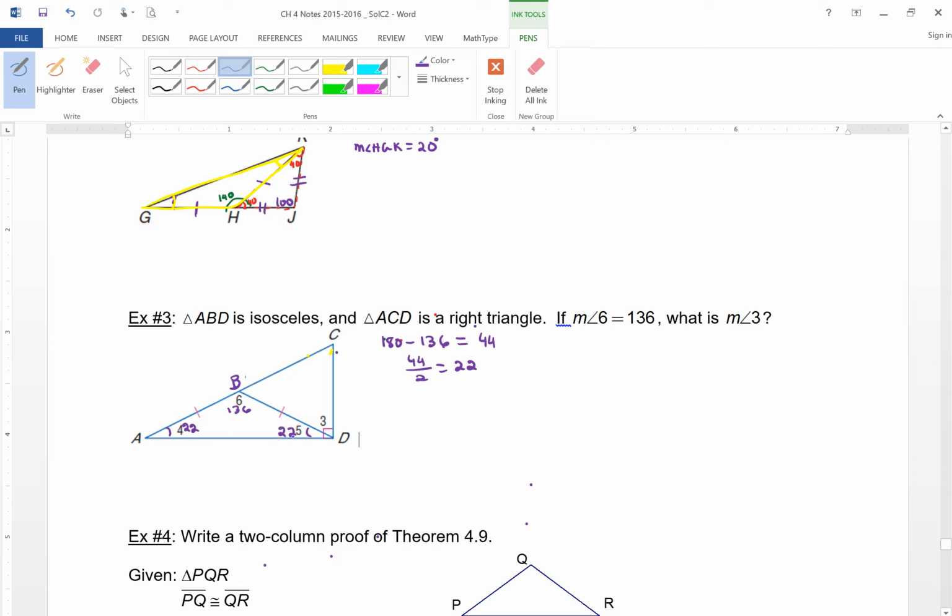Now, here we have a 90-degree angle. So measure of angle 3 plus 22 equals 90. That means measure of angle 3 is 68 degrees.